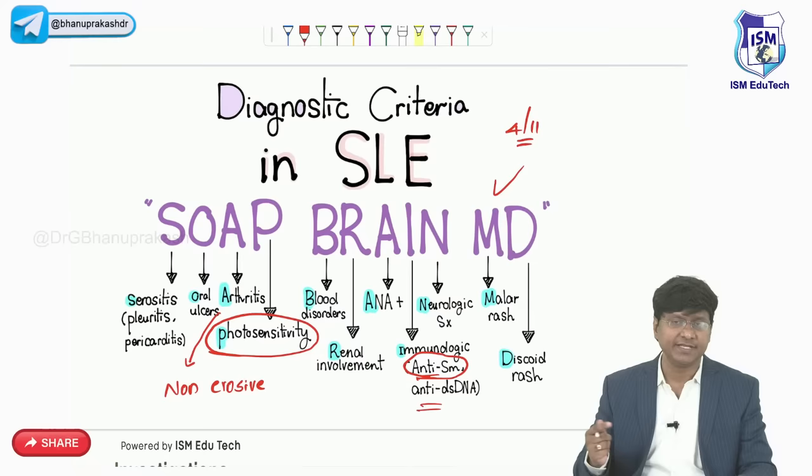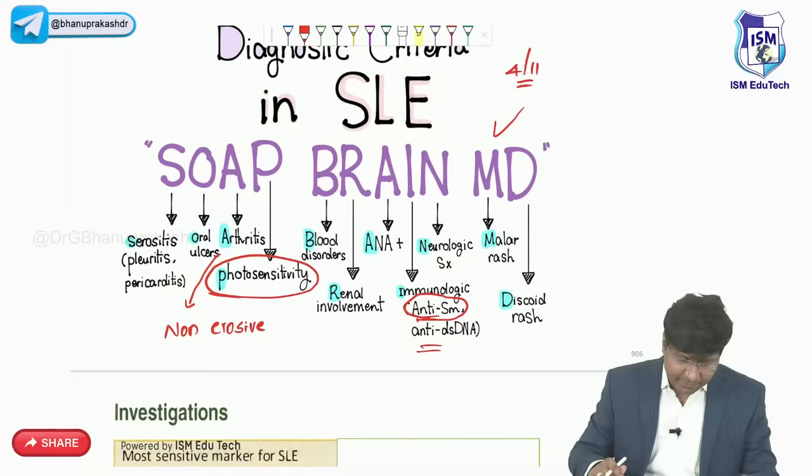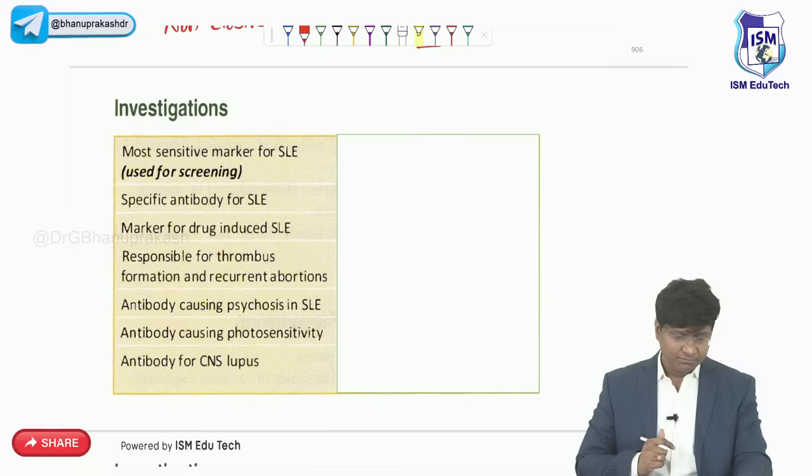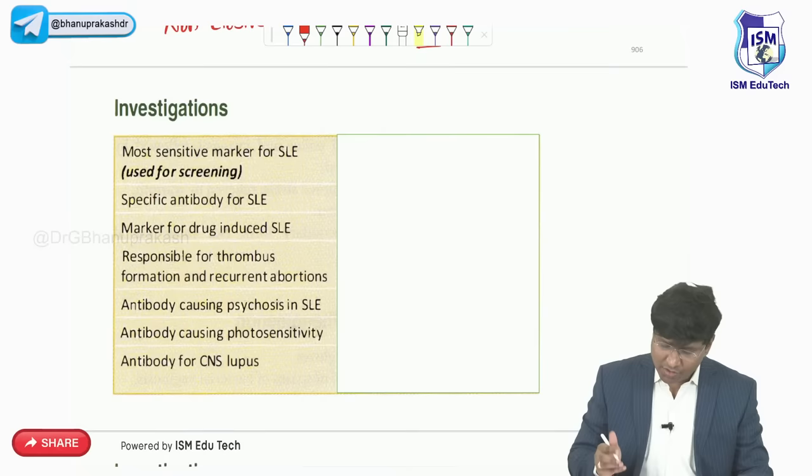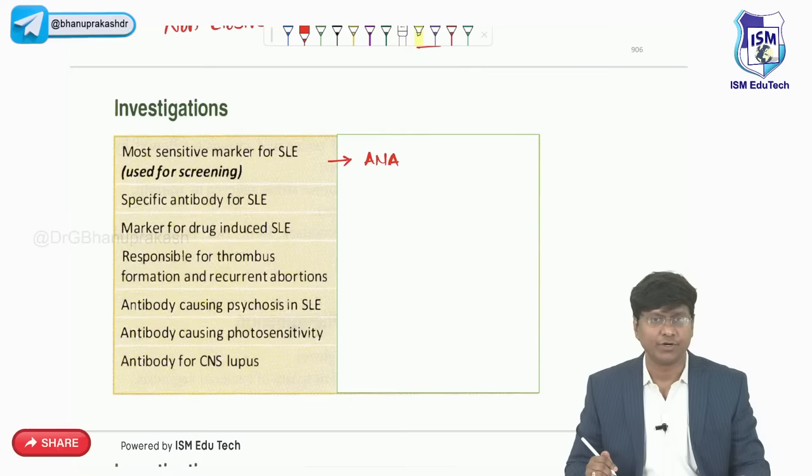Okay. And what is very, very important in case of SLE is antibodies. So what is the most sensitive marker for SLE? That will be antinuclear antibody. And what is the most specific antibody? That will be anti-Smith.